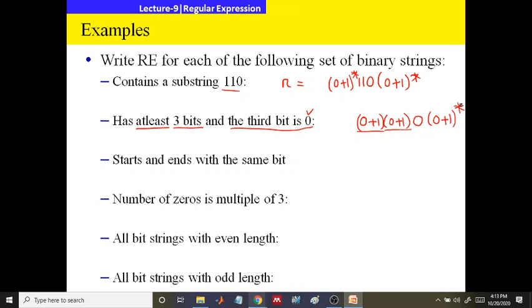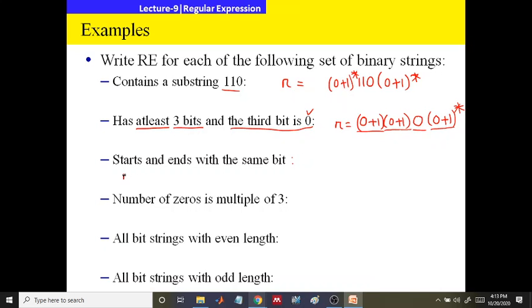So as you do some problems by yourself, in that process you will learn how to devise regular expressions. Okay. So here I am just giving you some examples so that you can kick start with. Starts and ends with the same bit. It means what? Started with 0 and ended with 0, or started with 1 and terminated with 1.